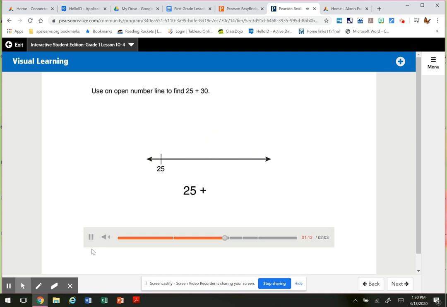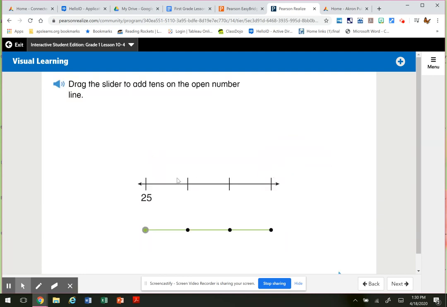Use an open number line to find 25 plus 30. We're going to use our try it to help us with this. Drag the slider to add tens on the open number line. So we're going to be counting by tens instead of by ones. So 25, 35, 45, 55. We added 3 tens.